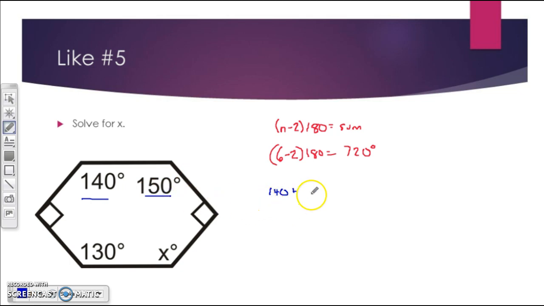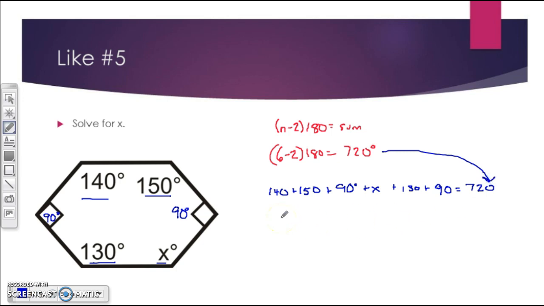plus 150. Now they try and trick you here by putting this right angle sign here and make you skip that side, but we know that it's 90 degrees. Okay, so I'm going to put in 90 degrees there. Plus x, which is the one I don't know, the one I'm trying to find, plus 130, plus, and again we have another 90, and we know that all of those added up should equal 720 degrees. We got that from the step before.